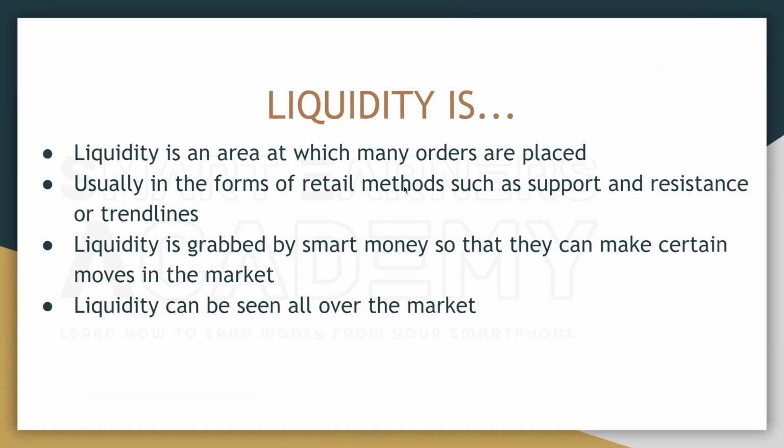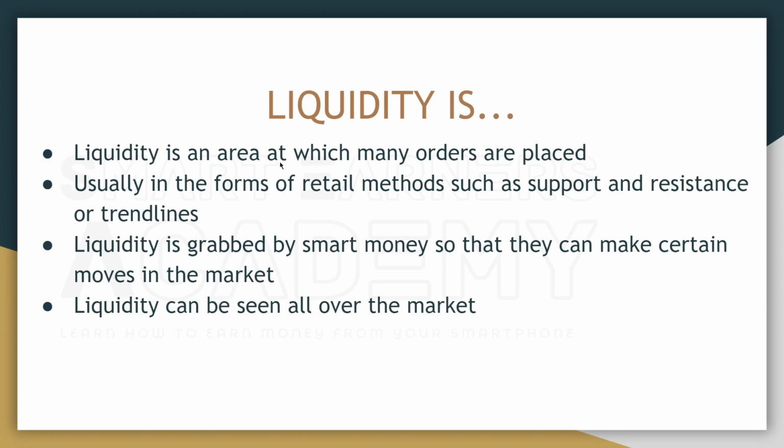Now, liquidity is an area at which many orders are placed in the market, usually in the form of retail technical analysis methods such as support and resistance or trend lines. Liquidity is grabbed by smart money so that they can make certain moves in the market. Liquidity can be seen all over the market. Now, I'm going to break these down step by step, and we're going to be using some diagrams and some examples to go through them.